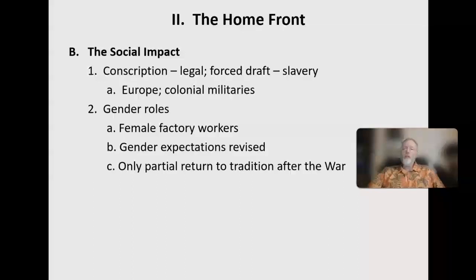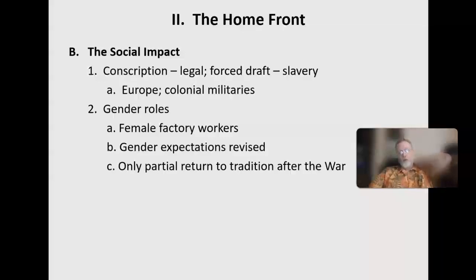The problem was when the war ended, most of them had to give up all of this. Most of them had to give up these levels of equality, freedom, economic security they had. They had to give up these jobs. Most of these social gains weren't lost, but they were reduced after the war.